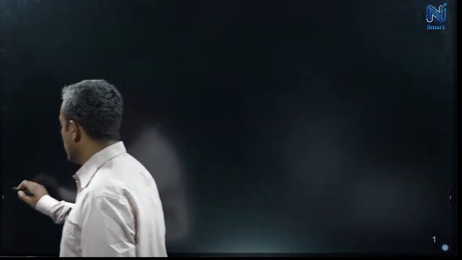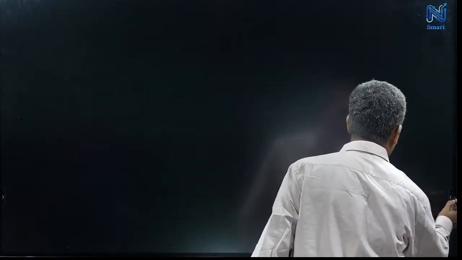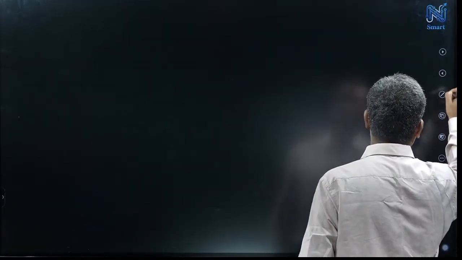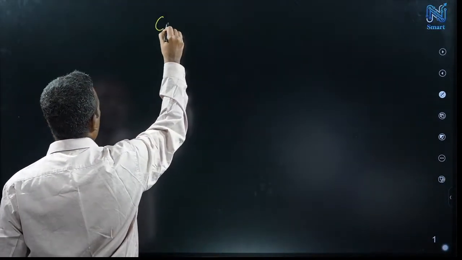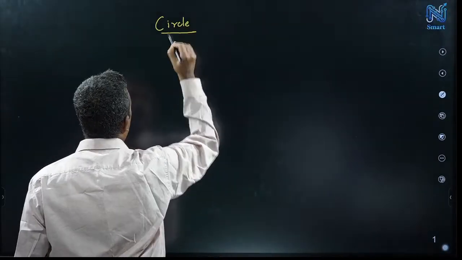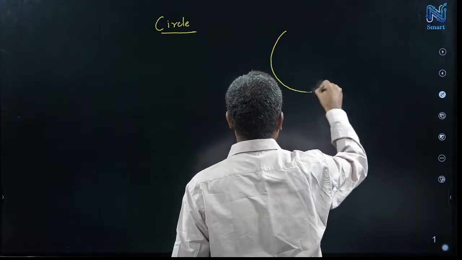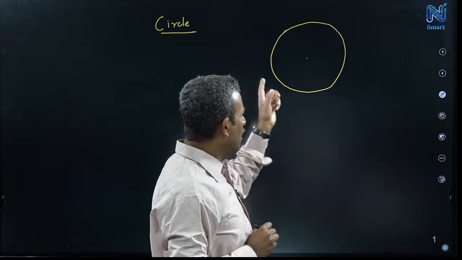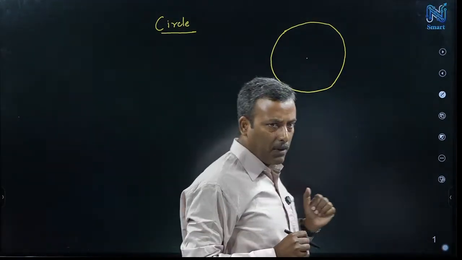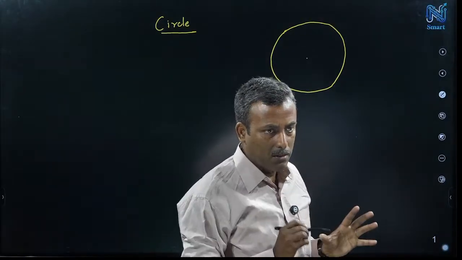So, today we discuss the circle, the different properties of a circle. So, what is a circle? We know a circle is a curved line and there is a fixed point called the center. This curved line is sometimes called the circumference, but this is actually the circle. The center is not part of the circle; it is inside the circle.